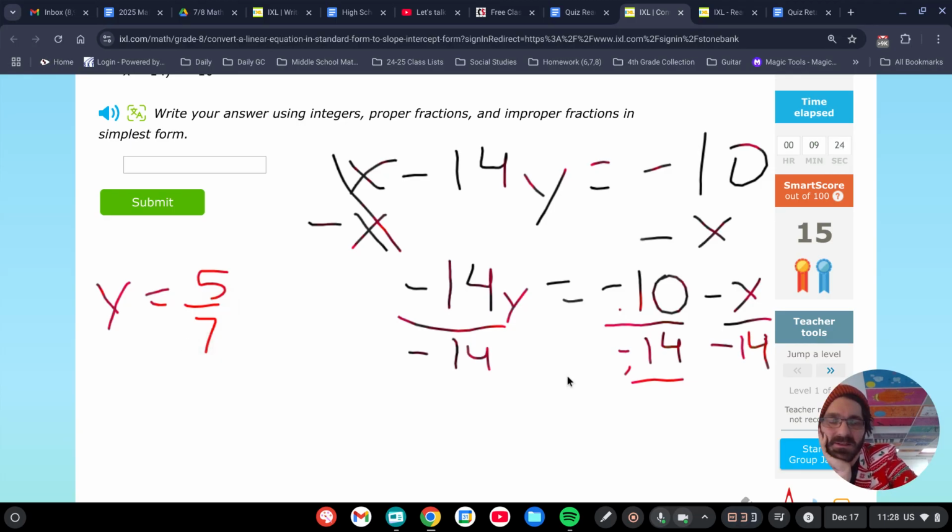And then technically that's a 1x, right here. So it's really negative 1x divided by negative 14. A negative divided by a negative is also a positive. So we can think of it as 1/14 x, right? Because we can think of this as a 1 right there.